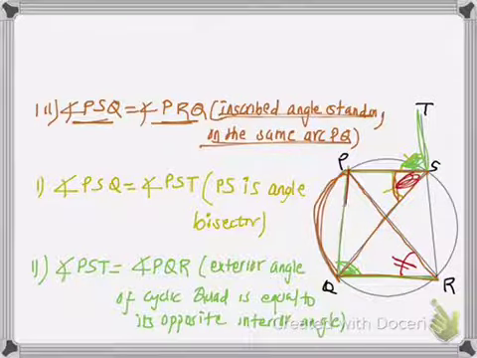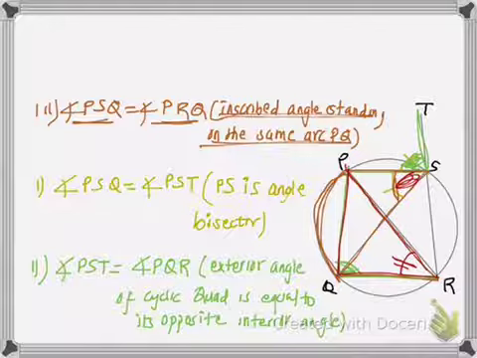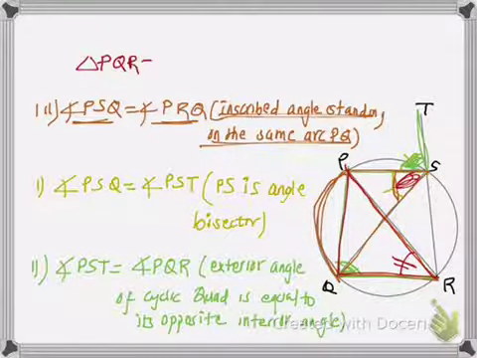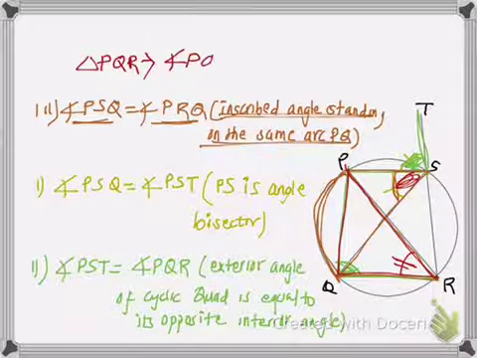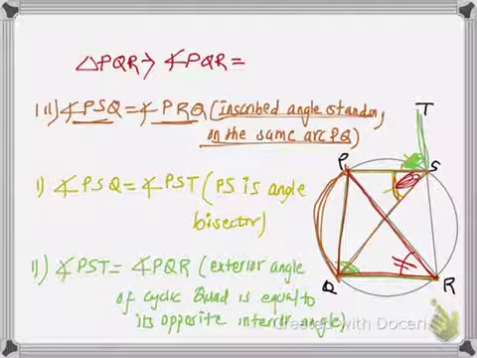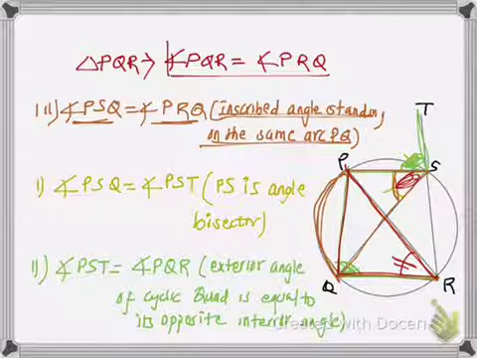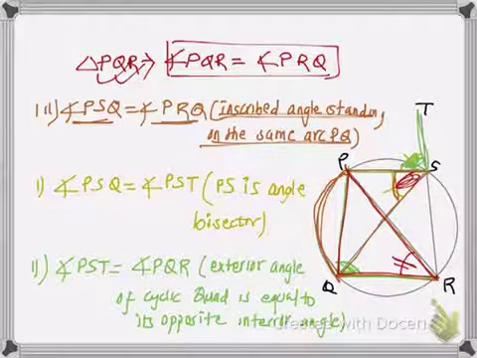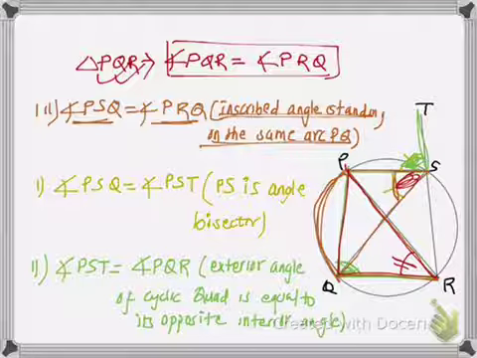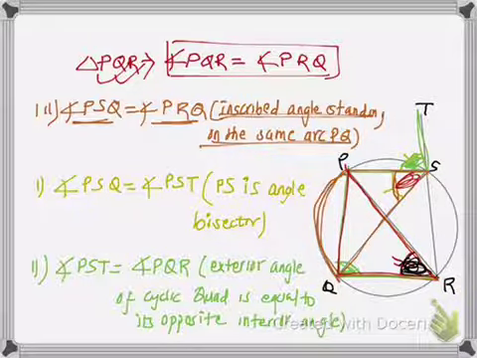Now finally if we look into this triangle PQR, we can see that angle PQR is equal to angle PRQ. So since two angles of triangle PQR are same or equal, we can say that triangle PQR is an isosceles triangle.